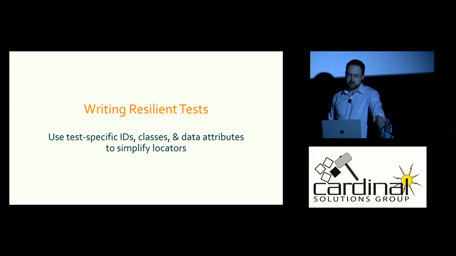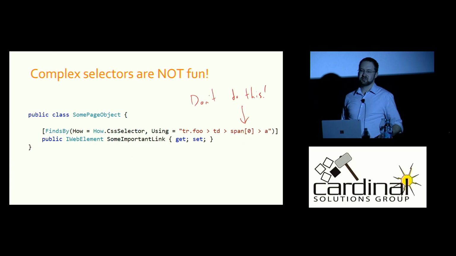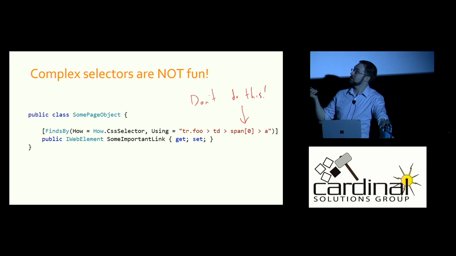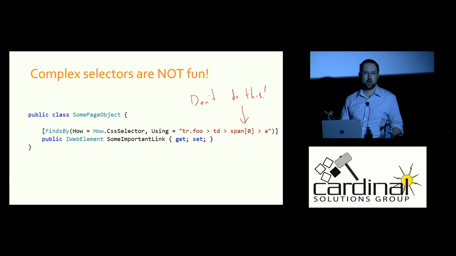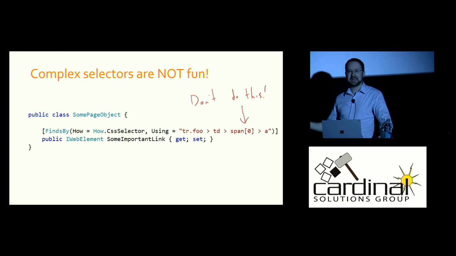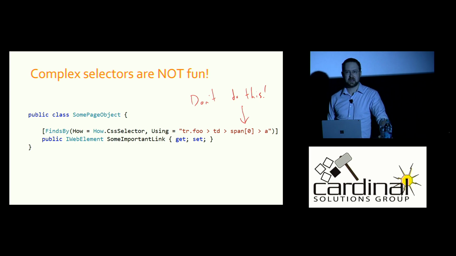So if the HTML was complex and the test needed to get a very precise part of it, we ended up with page objects like this. And this locator is looking for a link that is the direct child of the first span, that's the direct child of a TD, that's the direct child of a table row with a certain class. Now hopefully you can already see why that would be very brittle. Right? Even a tiny change to this HTML, like changing that span to a div, right? Will break every test depending on this page object.